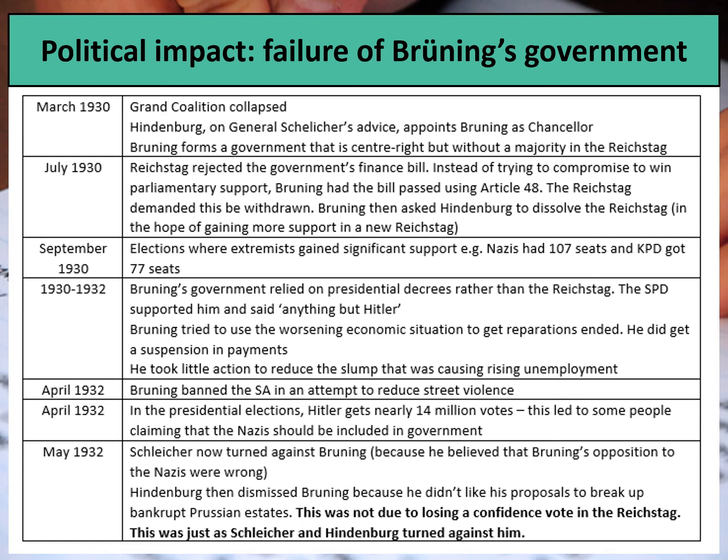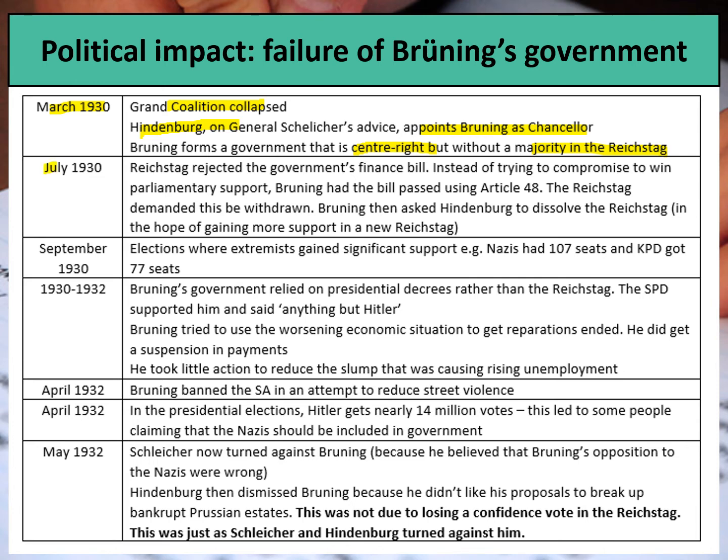So thinking about a timeline of his time as Chancellor then, it begins in March 1930 after the collapse of the Grand Coalition over what to do with unemployment benefits. Hindenburg, on somebody called General Schleicher's advice, appoints Brüning as Chancellor, hoping that he will be more authoritarian. Brüning then forms a government that is centre-right, but without a majority in the Reichstag.